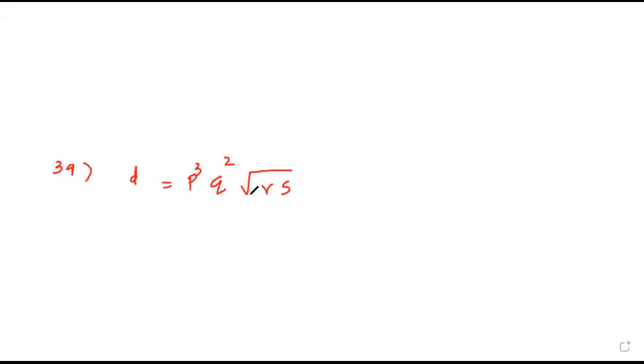Percentage errors in measurement of P, Q, R, S are 1%, 2%, 4%, 2% respectively. Calculate the maximum percentage error in the calculation of D.